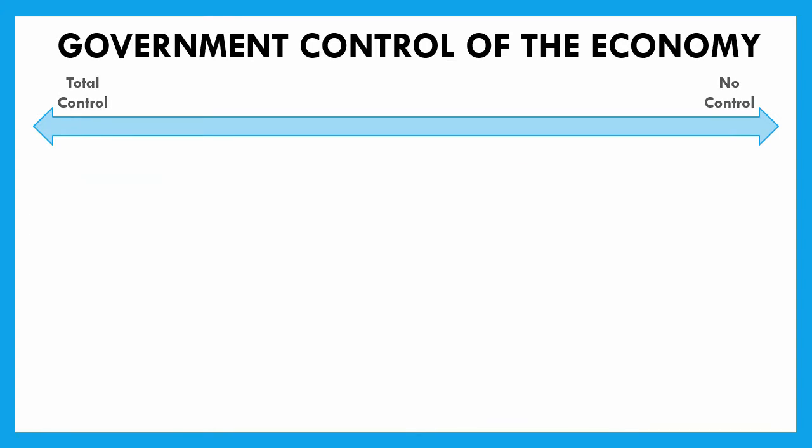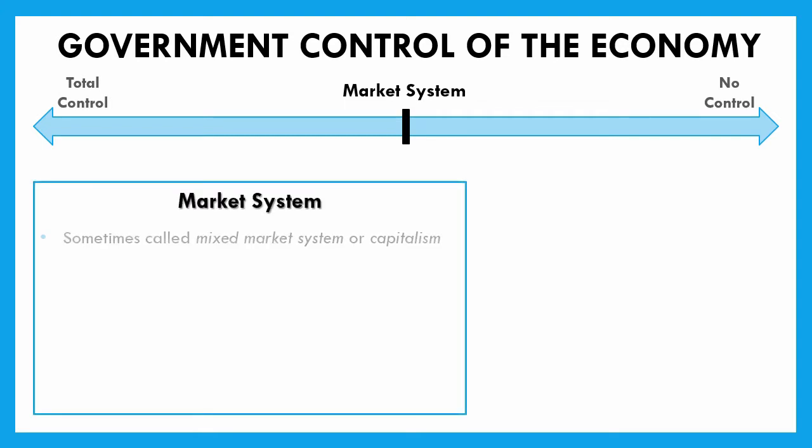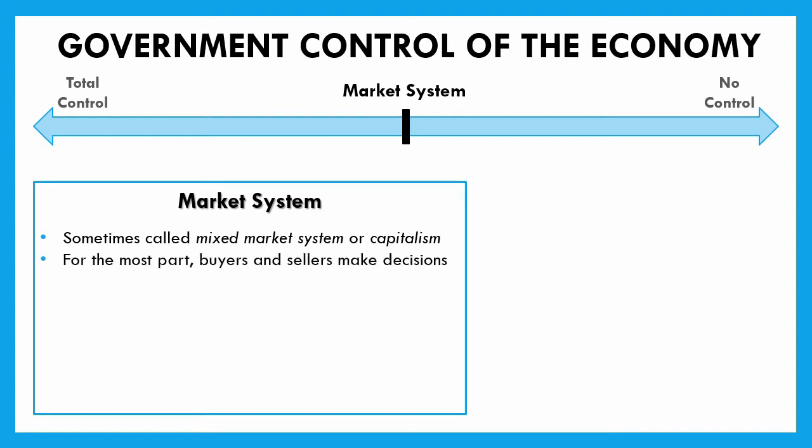Now we see the United States actually falls somewhere in the middle. Now it's not exactly in the middle, but they fall somewhere in the middle because they have a little bit of both, right? And we refer to this as a market system. A market system, or you might also call it a mixed market system, or just capitalism without the pure. So we say that buyers and sellers make the decisions for the most part, and we see that because we make decisions. We can choose where we're buying, what we're buying, all those types of things.